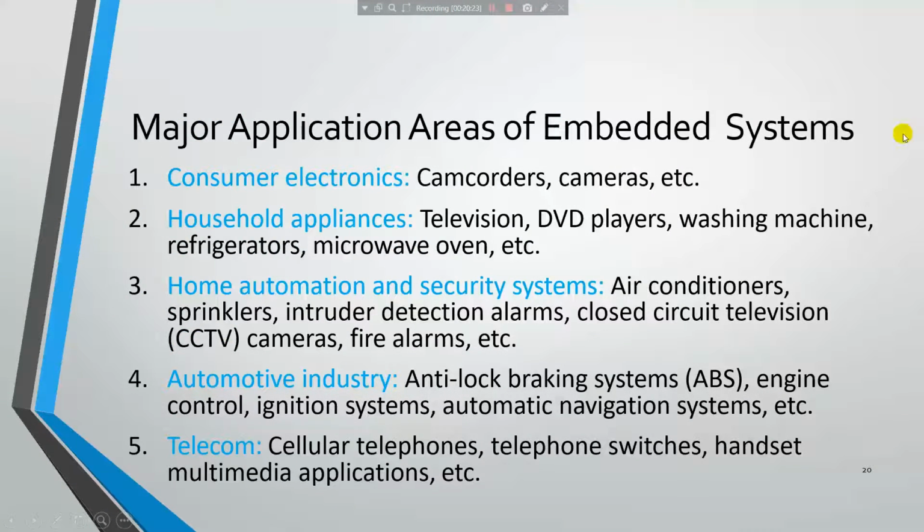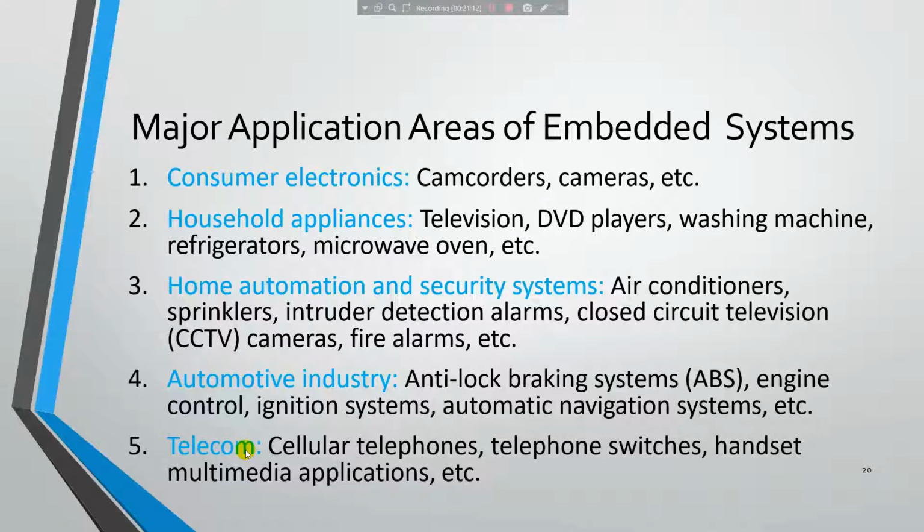So let us see the major application areas of embedded systems. Here, consumer electronics: we can see camcorders, cameras, etc. And even household applications: television, DVD players, washing machines, refrigerators, microwave ovens, etc. Some home automation and security systems you can also see here: air conditioners, sprinkler systems, intruder detection alarms, closed circuit television, CCTV cameras, fire alarms, etc. In the same way, the automotive industry you can also see, that is ABS, anti-lock braking systems, engine control, ignition systems, automotive navigation systems. These are the applications of the automobile industry in embedded systems.